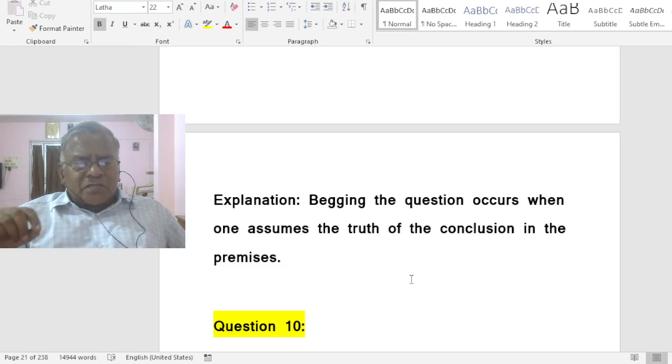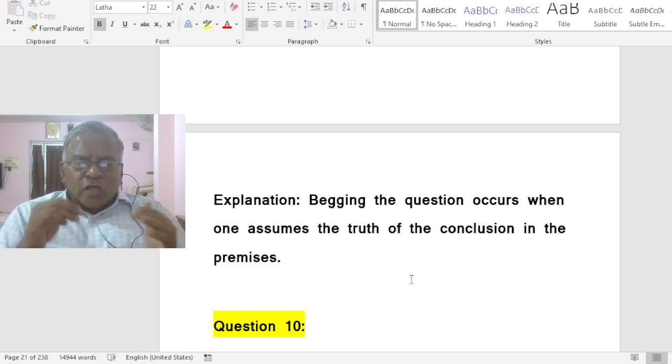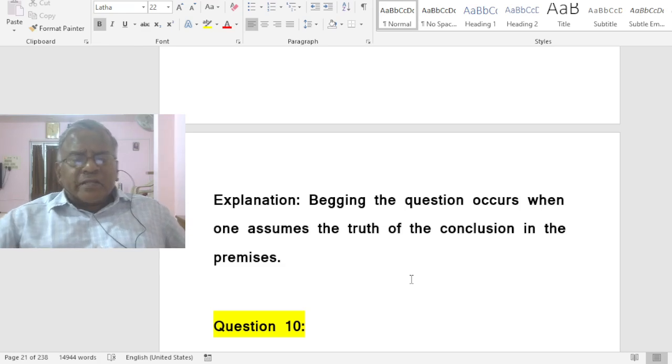Whereas, suppose a person takes all men are mortal, Aristotle is a man, only there he stands. He assumes the truth of the conclusion in the premises. Aristotle is a man, so all men are mortal, Aristotle is a man, so Aristotle is human. Suppose he says like that, then he assumes the truth of the conclusion in the premises. No, that is not the correct conclusion. No, so that is called begging the question.